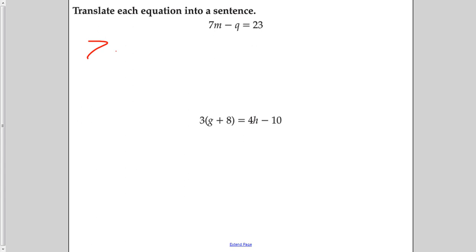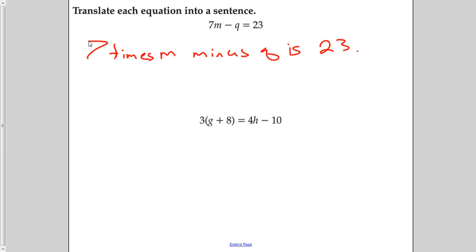7 times m minus q equals, or is, 23. I could write this a different way.